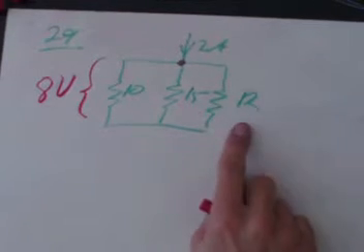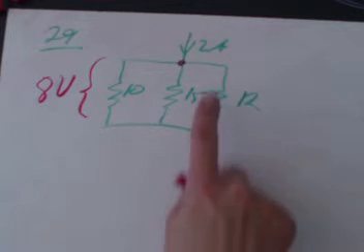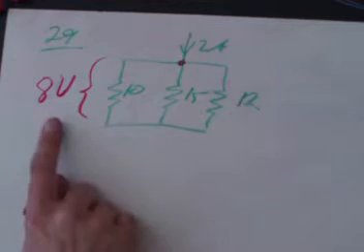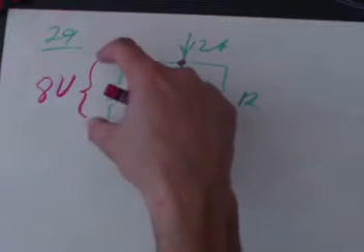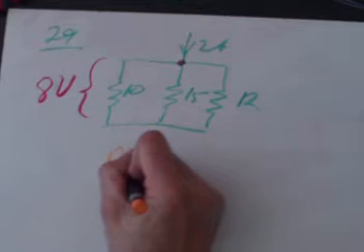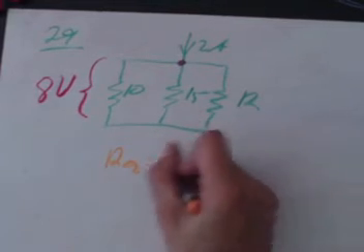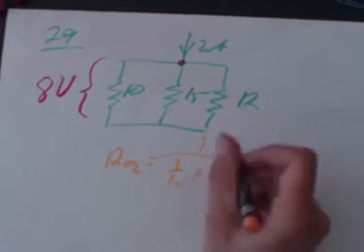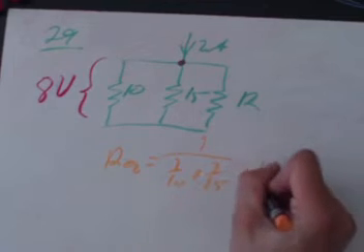And the problem wants to know what this R would have to be for the current going through the resistors here to maintain a potential difference of 8 volts across this section of the circuit right there. What would R have to be? When you look at the circuit, you'll notice that the 10, the 15, and the unknown resistance R are in parallel. So one thing you can do here is write an equivalent resistance, which is 1 over Req equals 1 over 10 plus 1 over 15 plus 1 over R.